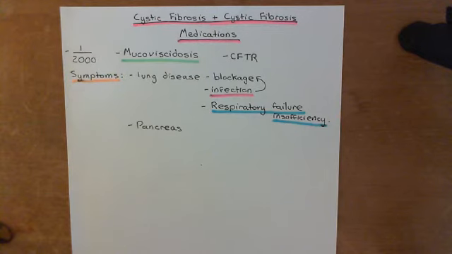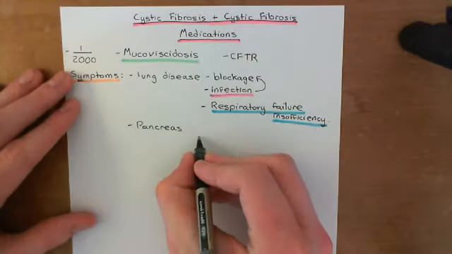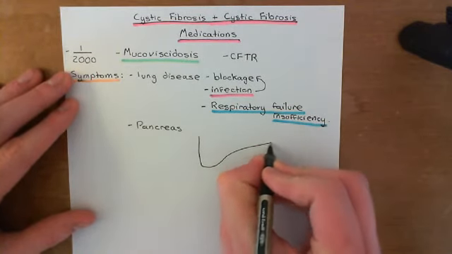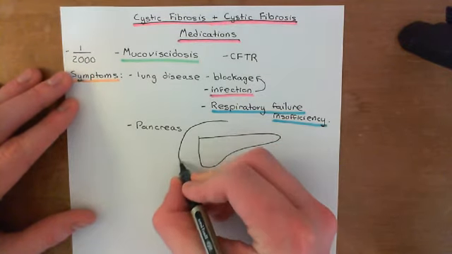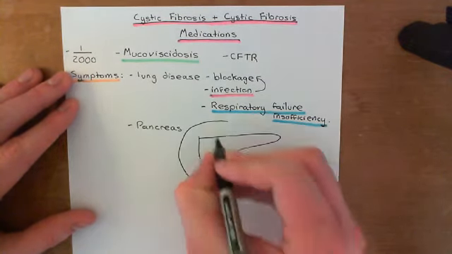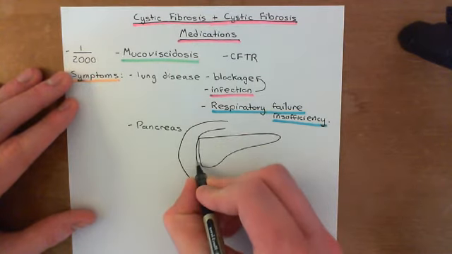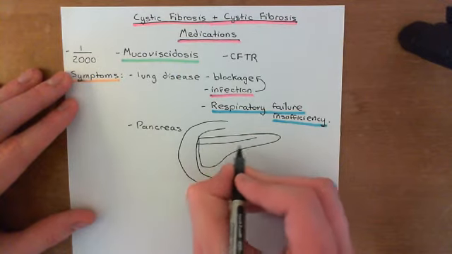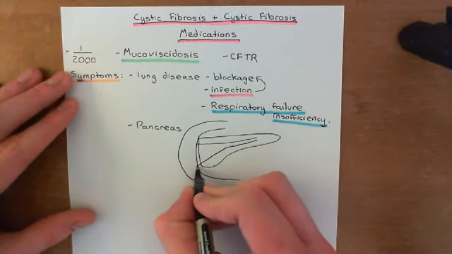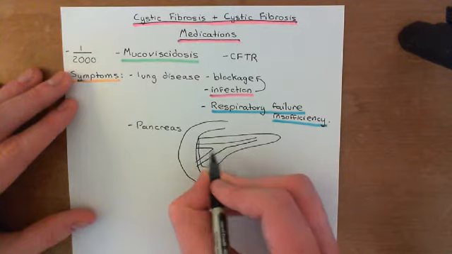Now, the pancreas is an exocrine gland. It is secreting digestive enzymes into a fluid that then moves into the duodenum. Let me just draw a little picture of the pancreas so that I've got something to point at. So here is a picture of the pancreas, and it sits within the C portion of the duodenum here. The pancreas has ducts moving through it, like so, which drain into the duodenum.